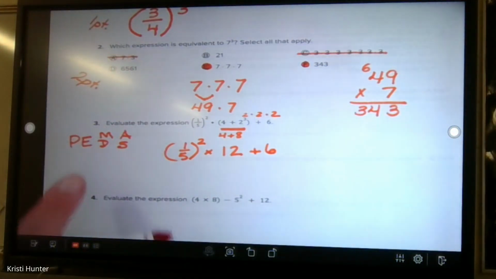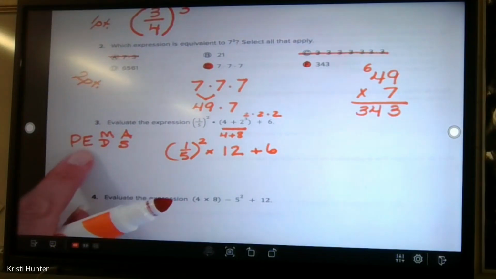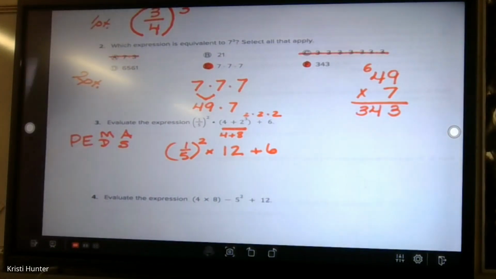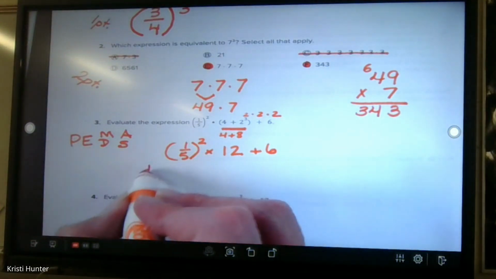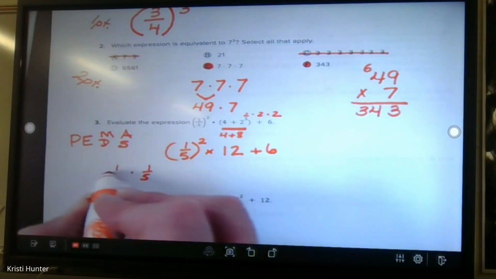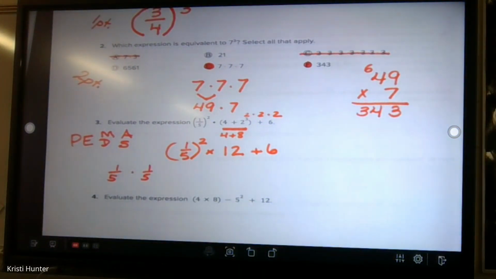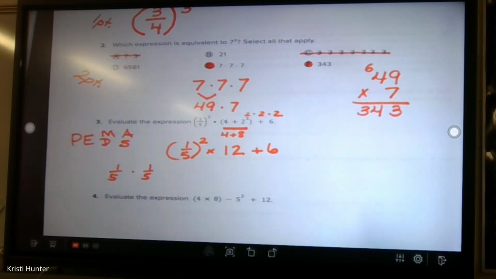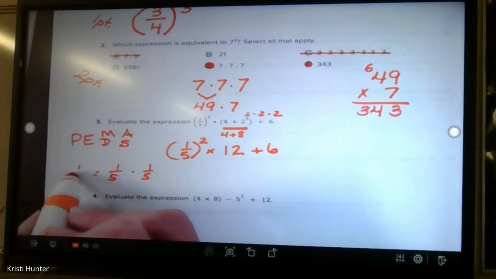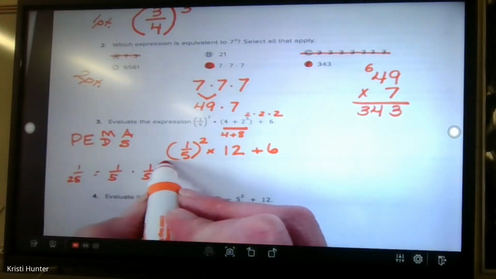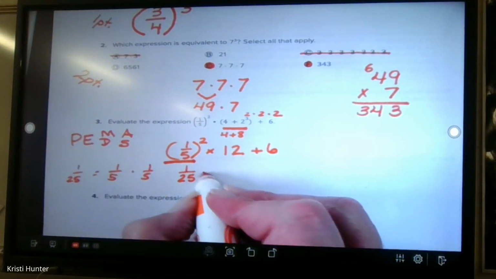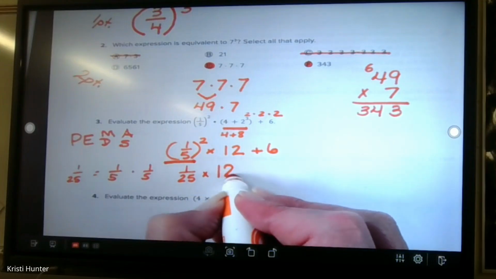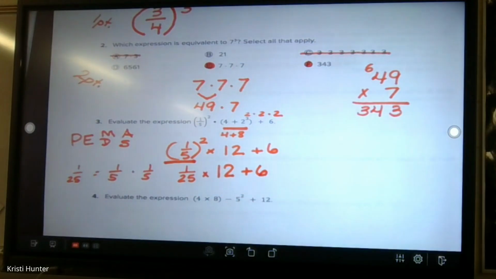Continue with my order of operations. I need to work on my exponents next. Parentheses are done, so exponents it is. 1/5 to the second power. So that means 1/5 times 1/5, or 1/5 2 times. When I take 1/5 times 1/5, I'm going to get 1/25. So I'm going to replace this with 1/25 times 12 plus 6.